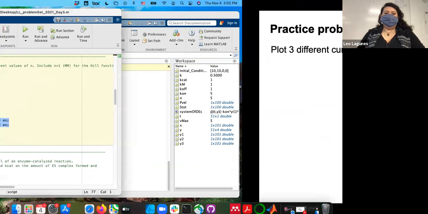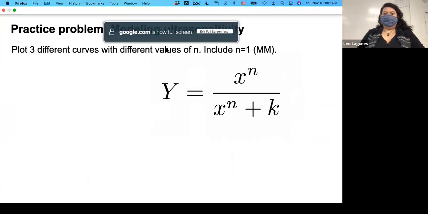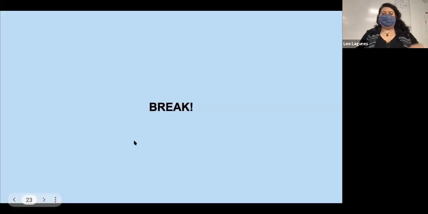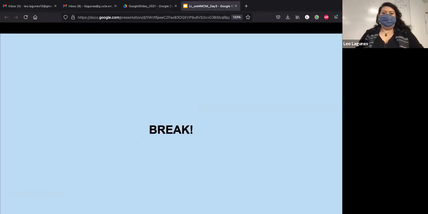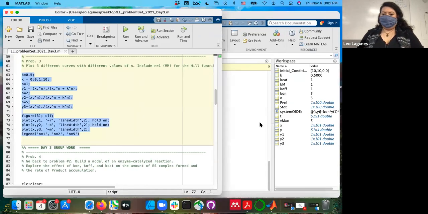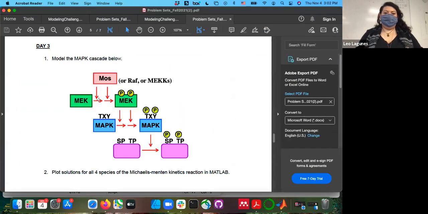Okay, well, any questions about plotting the Hill function? Let me check the chat really quick. Okay, well, I know we just got back from a break, so we can skip this part, but now the only thing left to do is to work on the problems from the problem sets. So for day 3, we did some of these, but you are free to do all of these on your own.